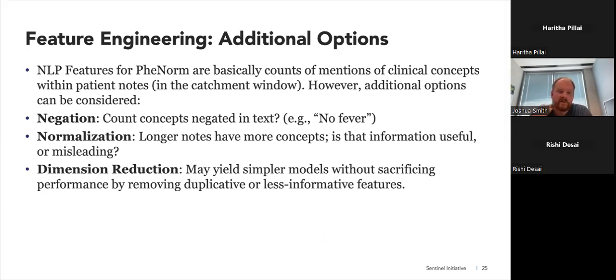Another feature engineering option we tested was normalization. Longer notes have more concepts, and so more information is potentially useful, but it could also be misleading. So we normalize based on the length of the note. Finally, dimension reduction was our third feature engineering option. The idea being that we could get simpler models without sacrificing performance by removing those duplicative or less informative features from consideration.